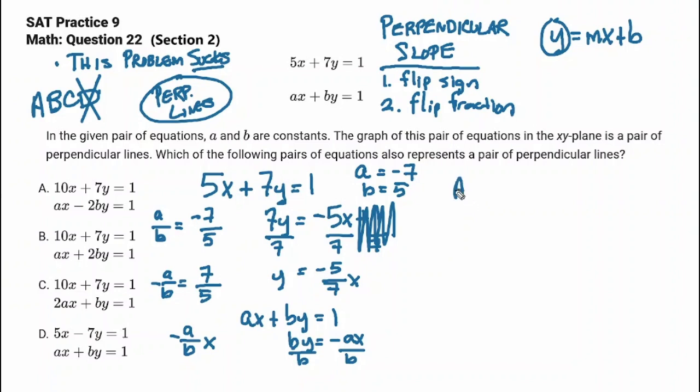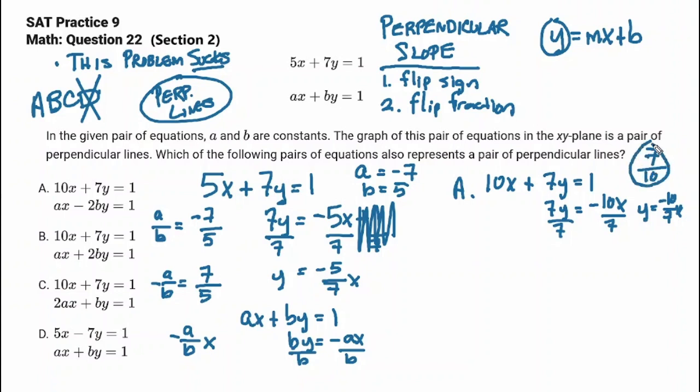We're looking at answer choice A here. We've got 10x plus 7y equals 1. And again, we got to find the slope, so we got to get it into this form. So it's 7y equals negative 10x, plus 1 doesn't matter. Got to get y by itself. Y equals negative 10 over 7x. All right, so what's the slope? Slope is negative 10 over 7. So if we flip the sign and flip the fraction, we're looking for a slope of 7 over 10. I'm going to circle that.